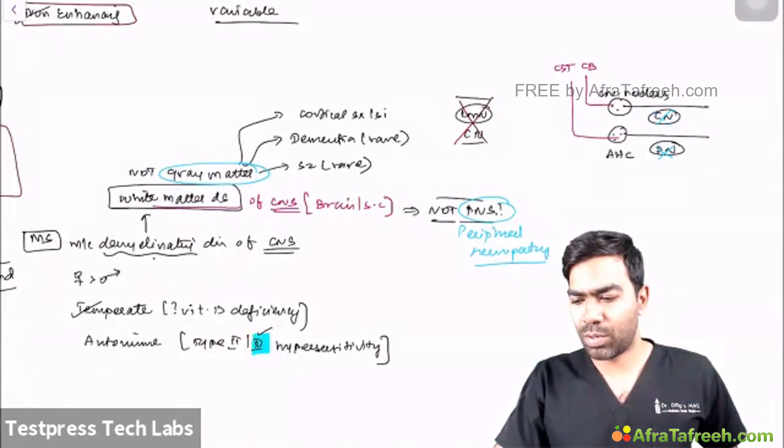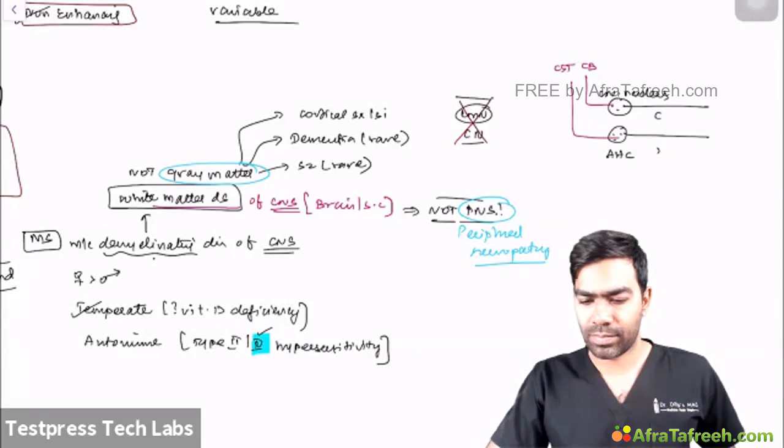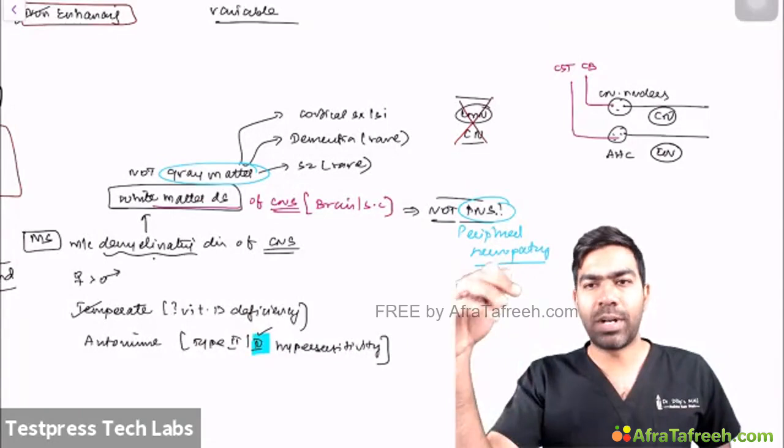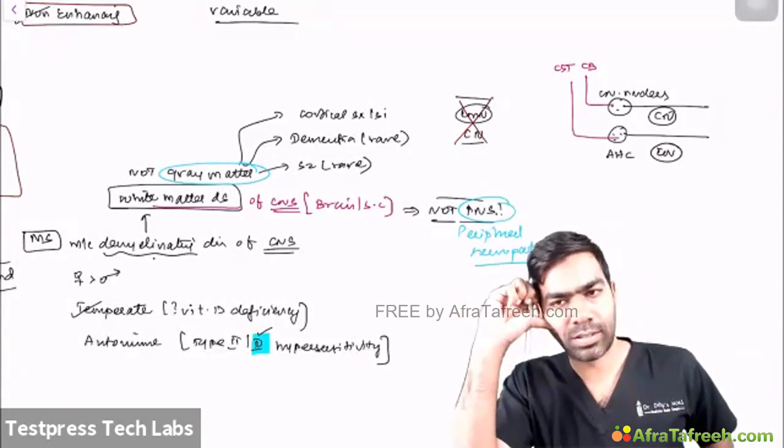Similarly, if you want to know about one disease that is a demyelinating disease of the peripheral nervous system, what is that disease?